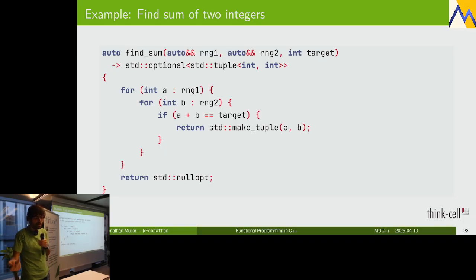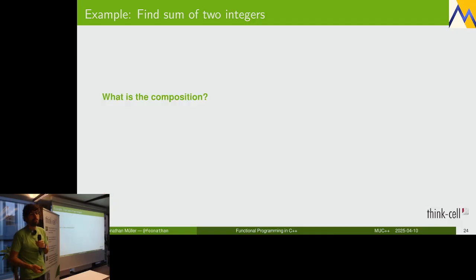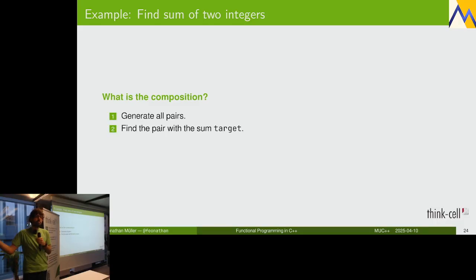And to get the functional version, we have to ask ourselves: what is the composition? What are the individual building blocks? Here, the building blocks are, first, give me all the pairs, and now I want to find a particular pair whose sum is the target. And we're again going to solve that with views.